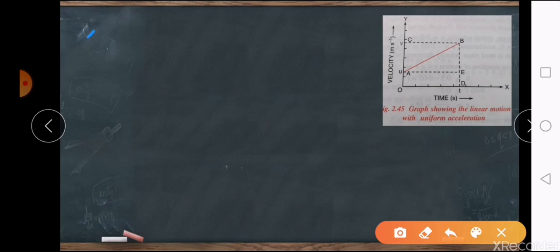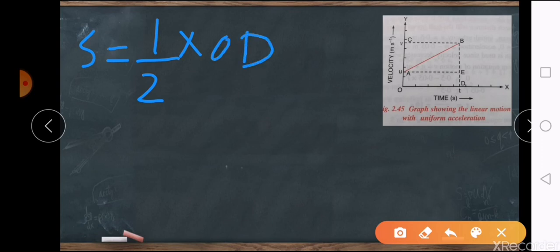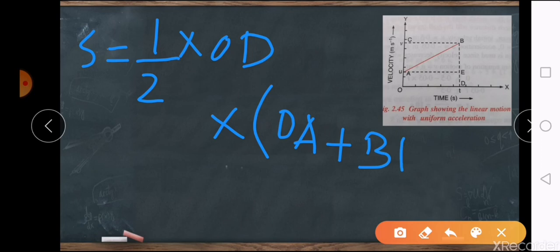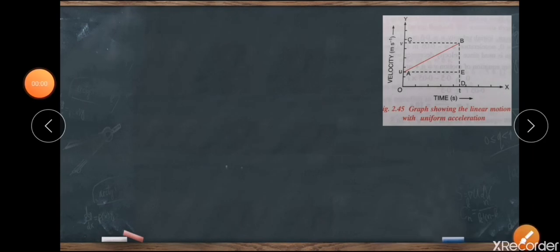Now let us apply the direct equation for a trapezium. Now look into the graph. According to the graph, that is area S is equal to half into, what is the base given there? OD, isn't it? Into sum of parallel sides. What are the parallel sides? OA plus BD. So this is what we are getting when we apply the direct equation of a trapezium.